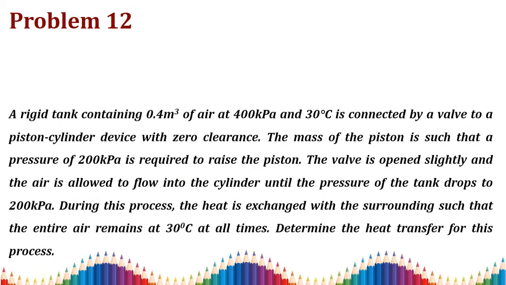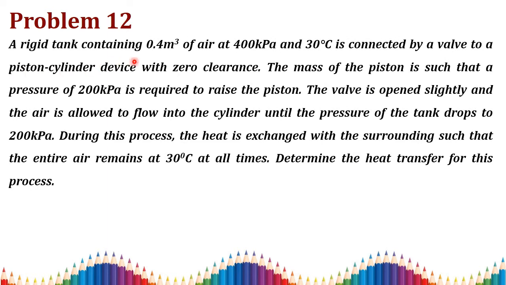Problem 12. A rigid tank contains 0.4 meter cube of air at 400 kilopascal and 30 degrees Celsius, and is connected by a valve to a piston cylinder device with zero clearance. The mass of the piston is such that a pressure of 200 kilopascal is required to raise the piston. The valve is opened slightly and the air is allowed to flow into the cylinder until the pressure of the tank drops to 200 kilopascal. During this process, heat is exchanged with the surroundings such that the air remains at 30 degrees Celsius at all times. Determine the heat transfer for the process.